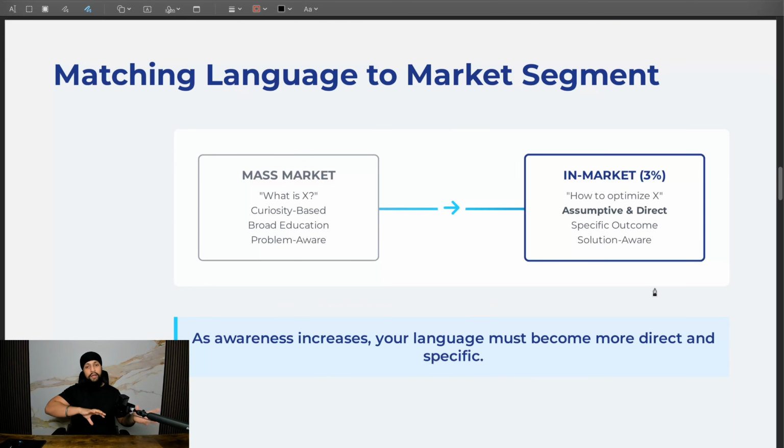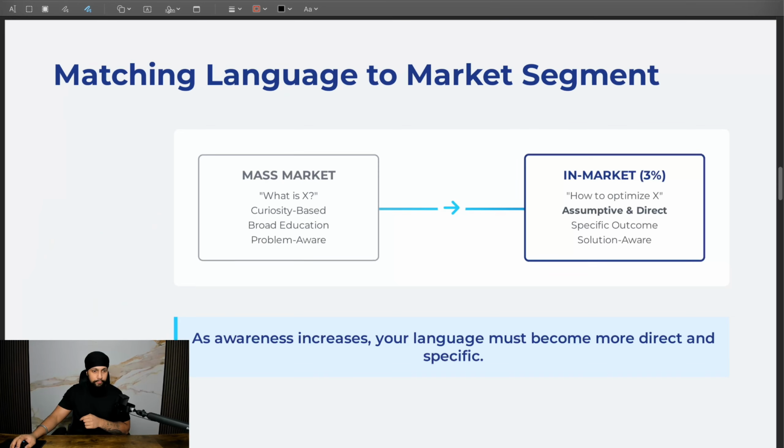Okay, however, for in-market demographics, you're going to assume that they already know what lead generation is, and you're going to say something like, this is how to optimize your lead generation campaigns. Because as you make that piece of content, you're making that content for someone who is later down their journey in lead generation. And you're assuming that they already know what lead generation is, meaning they are closer to becoming a client of yours. This is very assumptive and direct language that you're using.